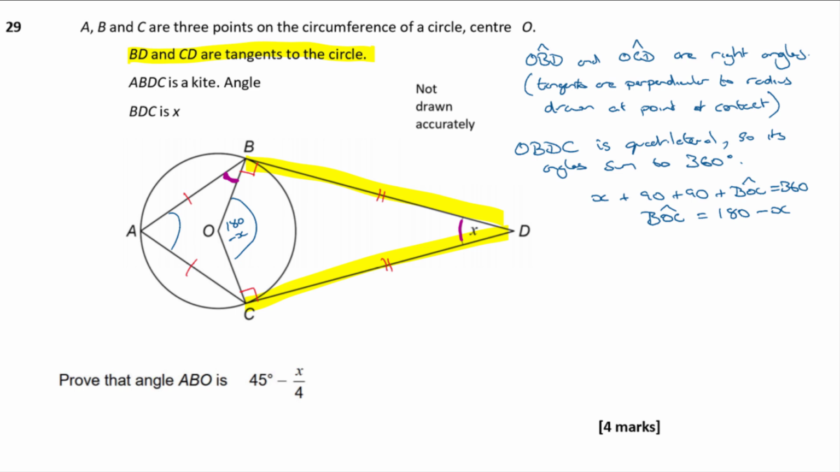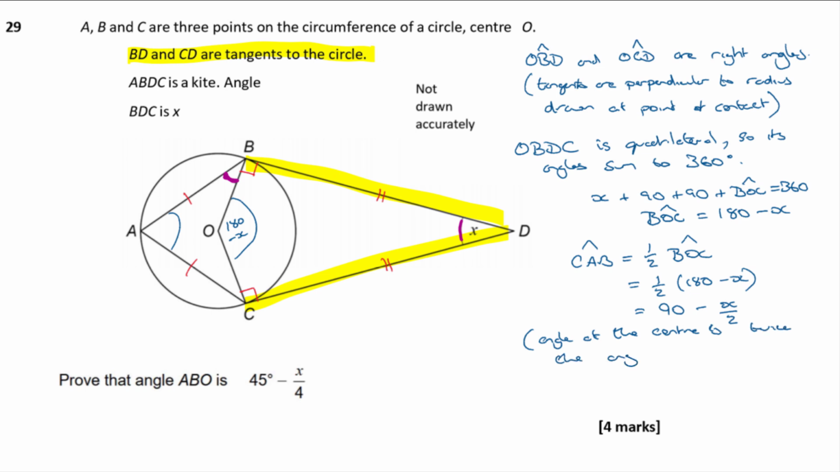I'm going to use the fact then that CAB is going to be a half of angle BOC, which is a half of 180 minus x. Multiplying out the brackets, that's 90 minus x over 2. I've kind of got halfway to where I need to get to. So CAB is equal to 90 minus x over 2, and the reason for that is that the angle at the center is twice the angle at the circumference. So now I know that that must be 90 minus x over 2.